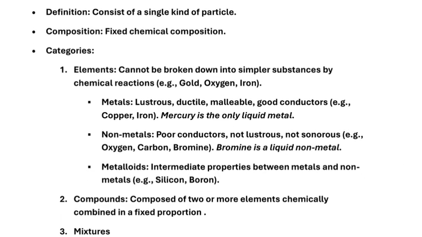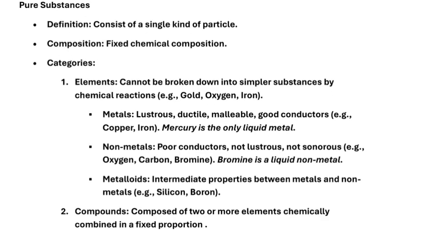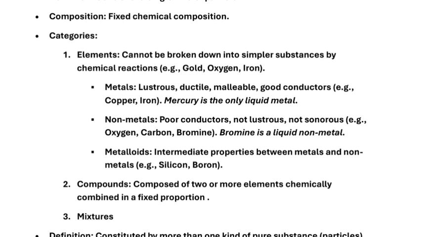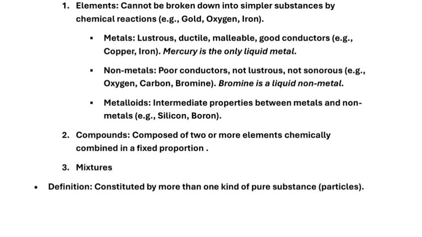Classification of matter. Pure substances. Definition: consist of a single kind of particle. Composition: fixed chemical composition. Categories: 1. Elements, cannot be broken down into simpler substances by chemical reactions, example gold, oxygen, iron. Metals: lustrous, ductile, malleable, good conductors, example copper, iron. Mercury is the only liquid metal.